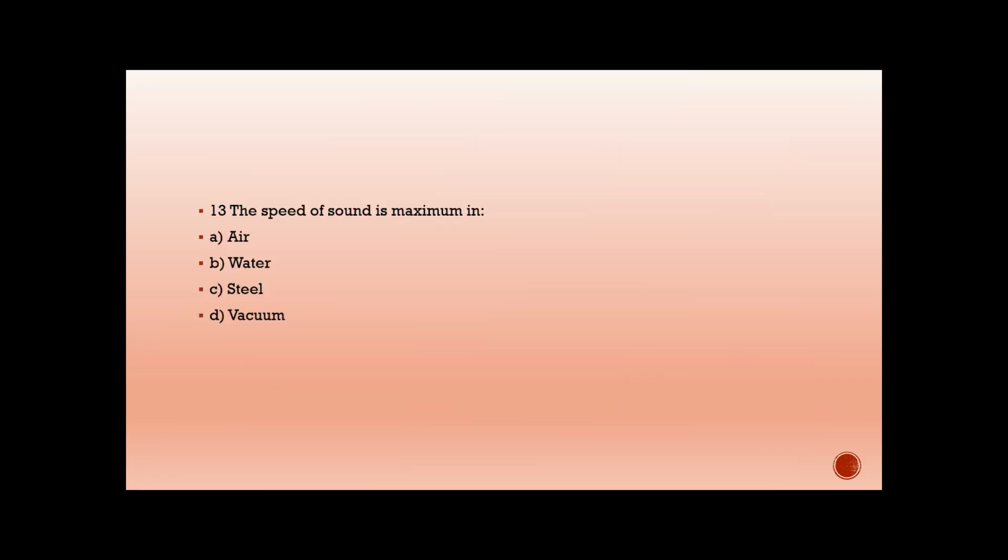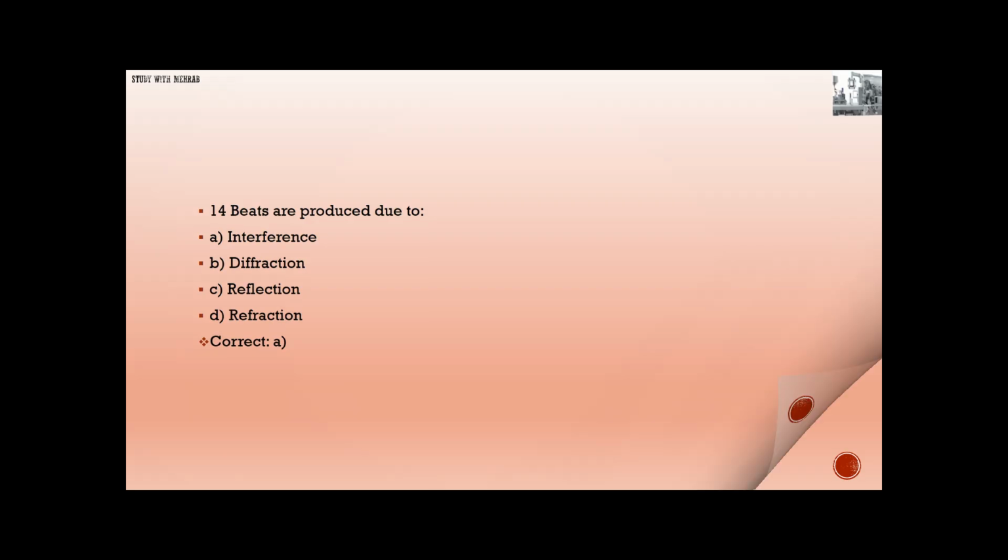The speed of sound is maximum in air, water, steel, or vacuum? So the answer is steel, because sound travels faster in solids. Beats are produced due to interference, diffraction, reflection, or rarefaction? So the answer is interference. Explanation: beats occur due to interference of two close frequencies.